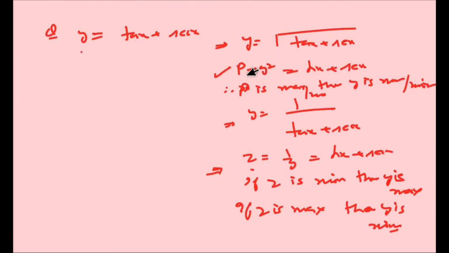Now again, if you take the square or cube here, if p is maximum, then y is maximum, and if p is minimum, then y is also minimum. But in the reciprocal case, if z is minimum, then y is maximum, and if z is maximum, then y is minimum. Use these steps for finding the maximum or minimum value for dy by dx or d2y by dx square. When you take the question in this form, the differential will be easy for you. Now I am doing some questions.